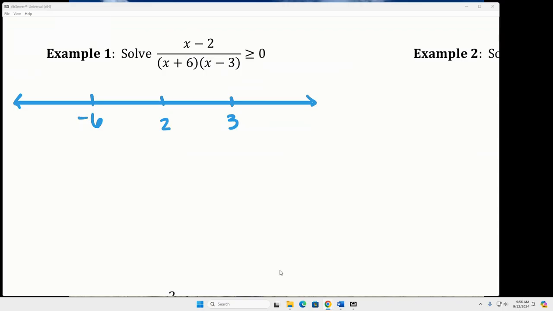Now the extra thing that you have to worry about with rational functions is the open and closed circles. So before it was pretty straightforward that if it had the or equal to, you did closed. If it didn't, you did open. This is not the same. So these values that you get from the denominator, the -6 and the 3, they have to be open circles.